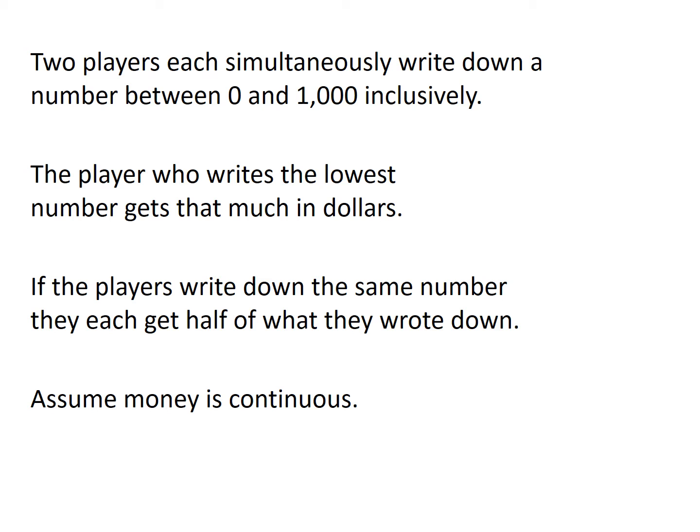If the players write down the same number, they each get half of what they wrote down. So this just means if player 1 writes down 50 and player 2 writes down 50, they each get 25. And we're going to assume money is continuous.